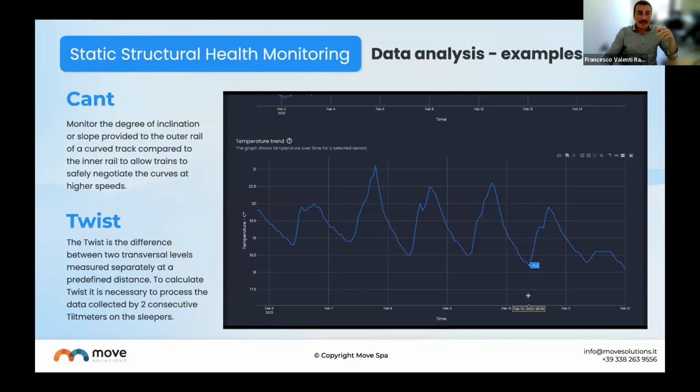Also, you can find the twist, that is the difference between two transversal levels measured separately at a predefined distance. And to calculate the twist, of course, it is necessary to process the data collected by two consecutive tilt meters.